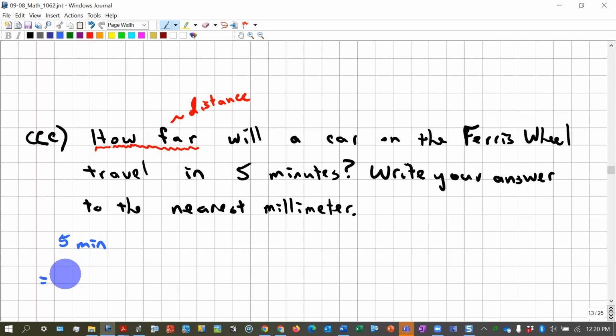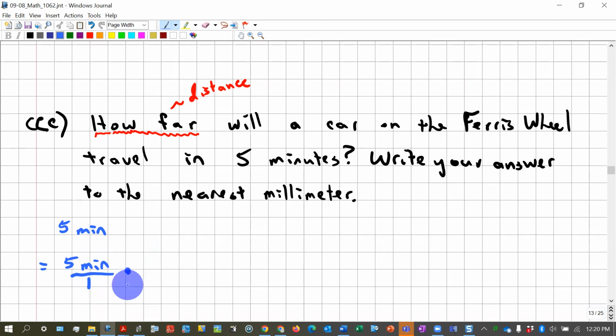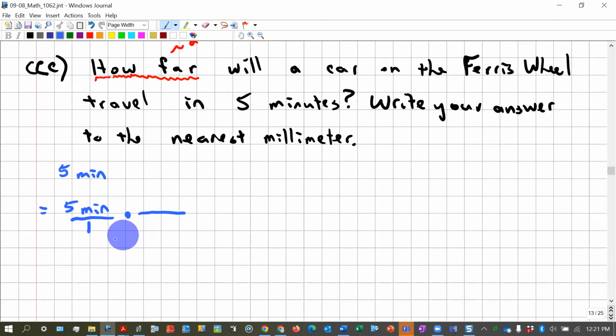5 minutes is the same thing as 5 minutes divided by 1 multiplied by a bunch of other ones. Again, 1 minute is 60 seconds. We need this second fraction to have the minutes in the denominator because they were in the numerator. And we can get rid of seconds and go to revolutions because the angular speed was given to us. 1 revolution per second.